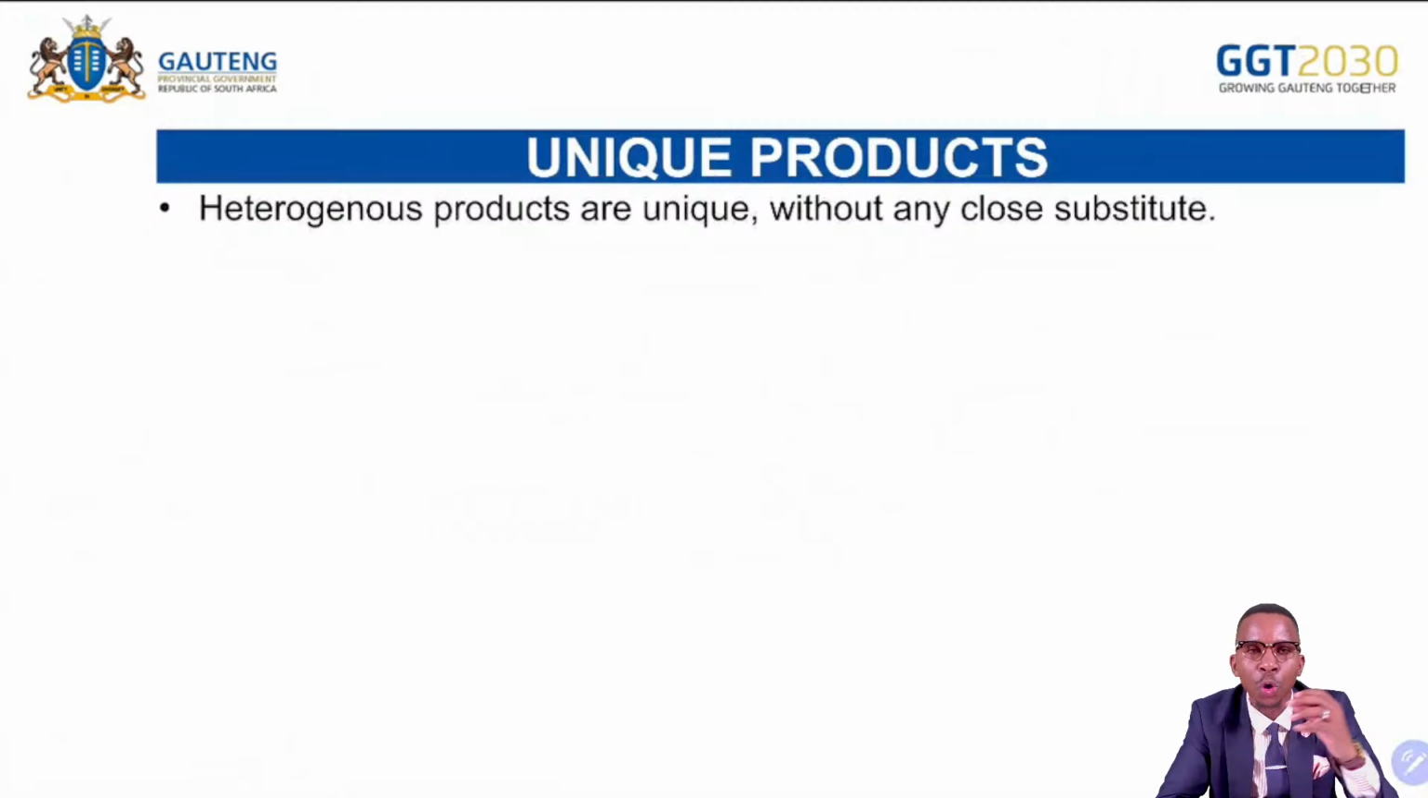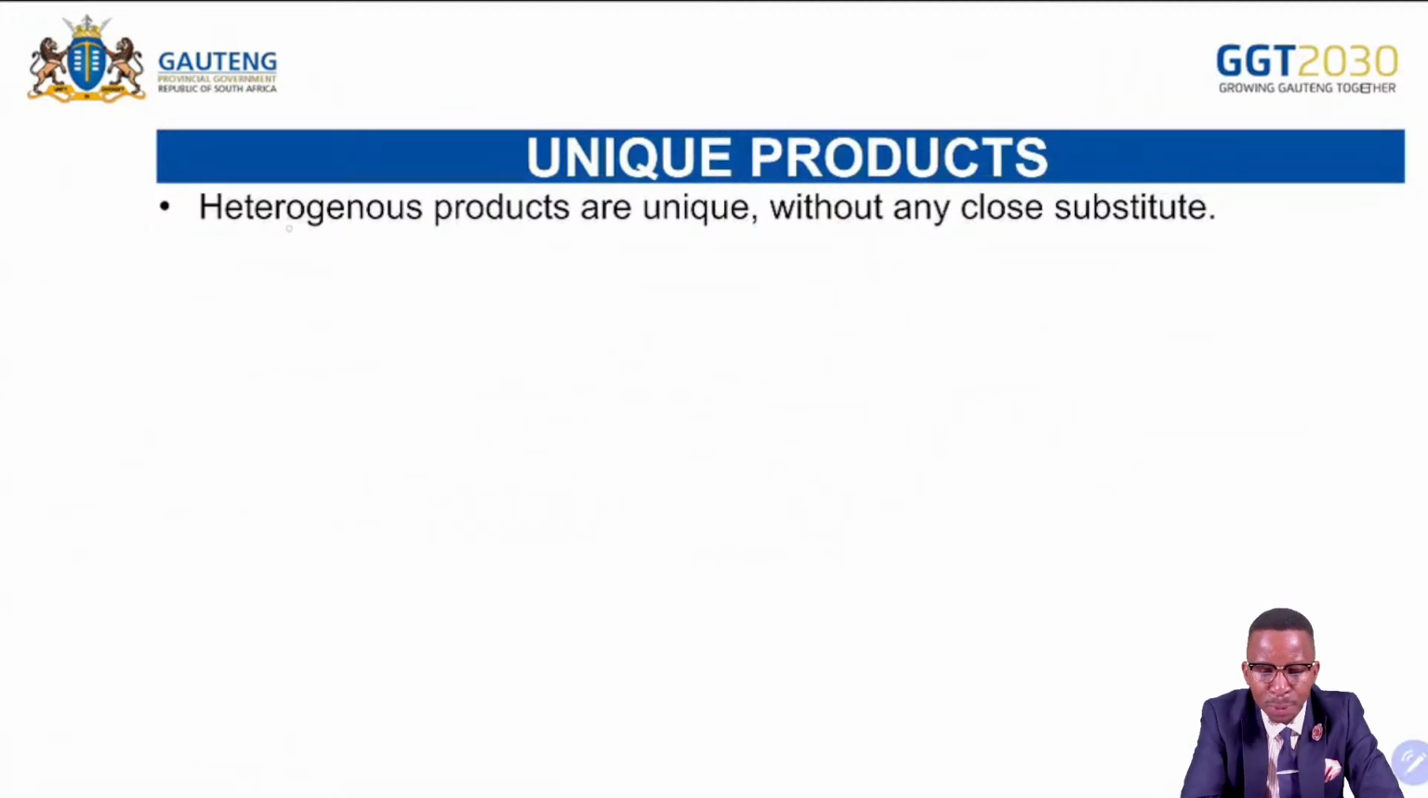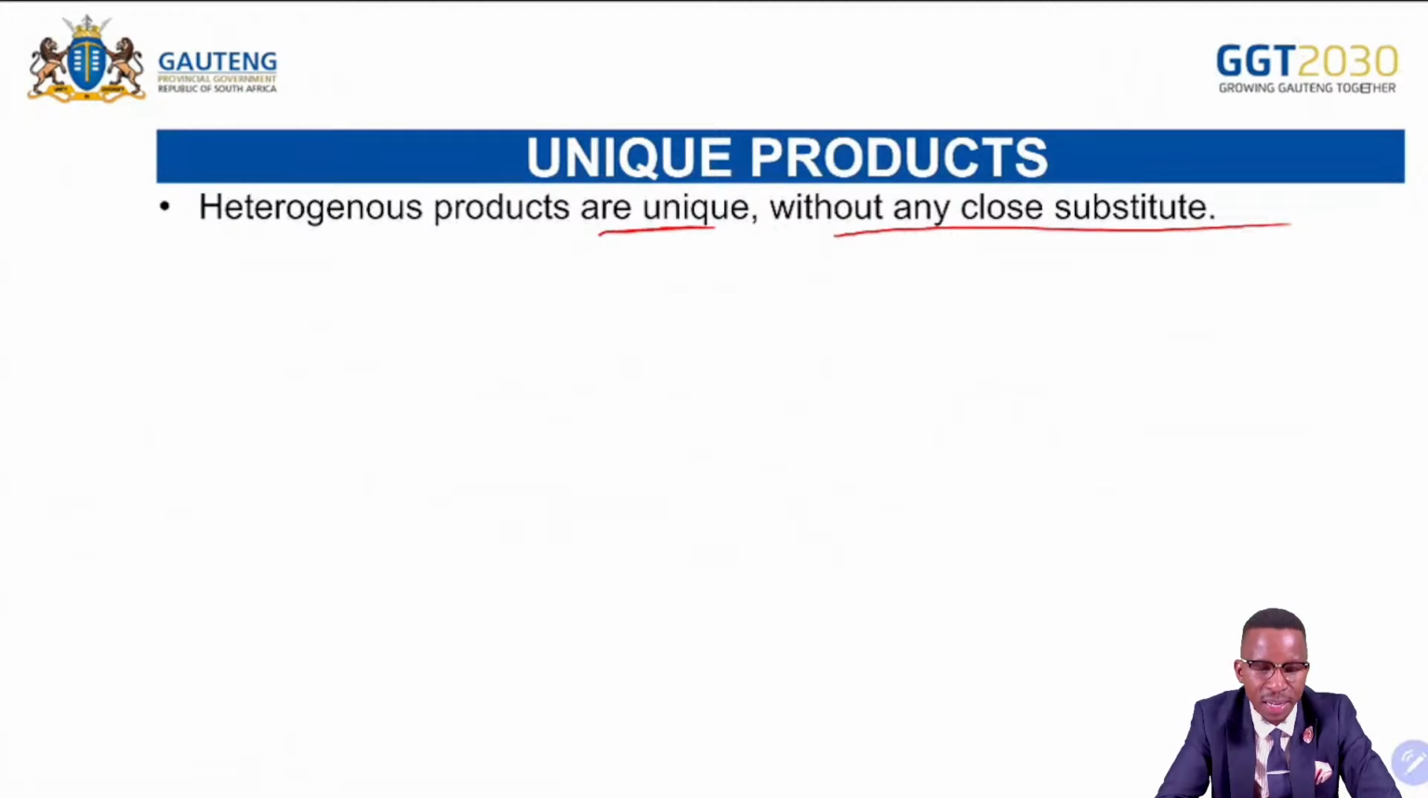Products are unique. If we talk about unique products, we mean products that are not similar to any other product within the market. They cannot easily be substituted. They are regarded as heterogeneous. So heterogeneous products are unique without any close substitute. They cannot easily be replaced.